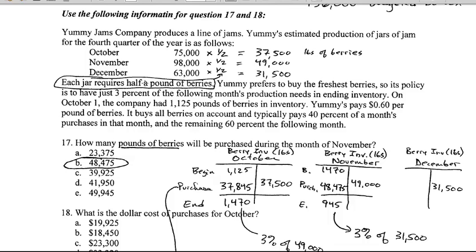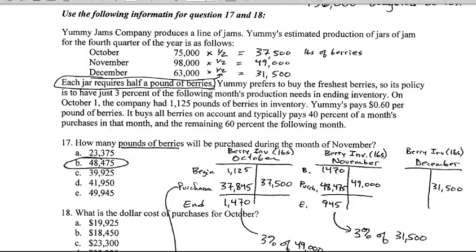So we've got to figure out how many pounds of berries we want to purchase during the month of November. Now this talks about producing jars of jam. So this is the number of jars of jam. It says that each jar requires a half a pound of berries. So at some point you have to convert number of units into the quantity of the material. Our material are pounds of berries. So off the bat, what we've done is we've taken the number of units, multiplied it out by half a pound of berries, and that tells you the pounds of berries that you're going to need for each month.